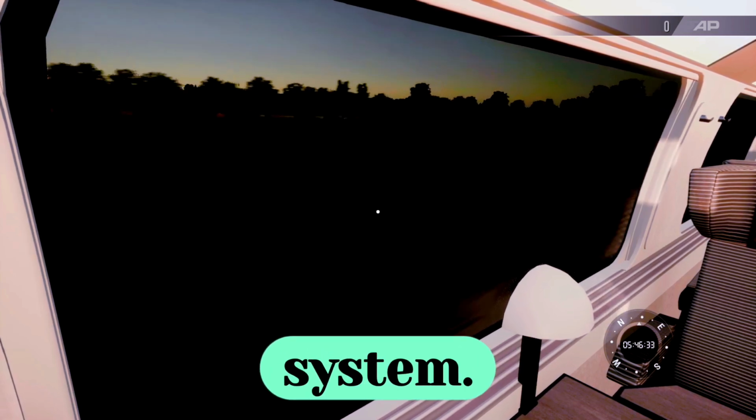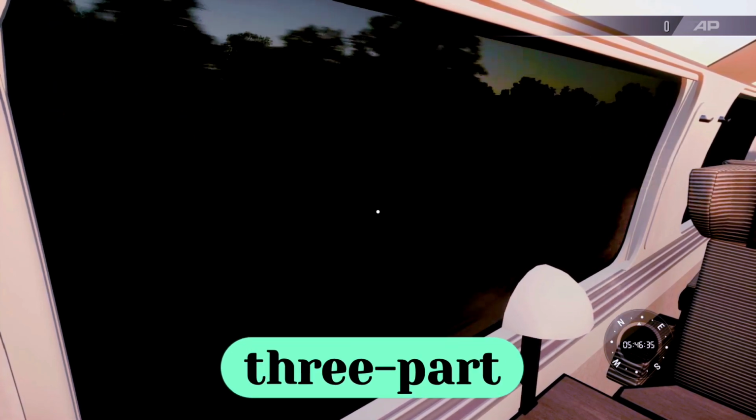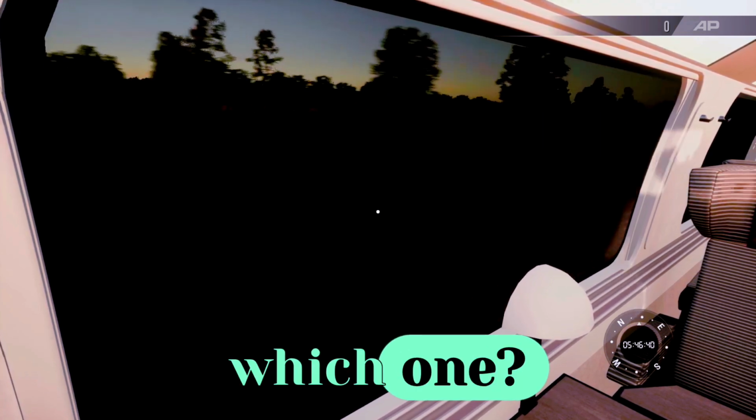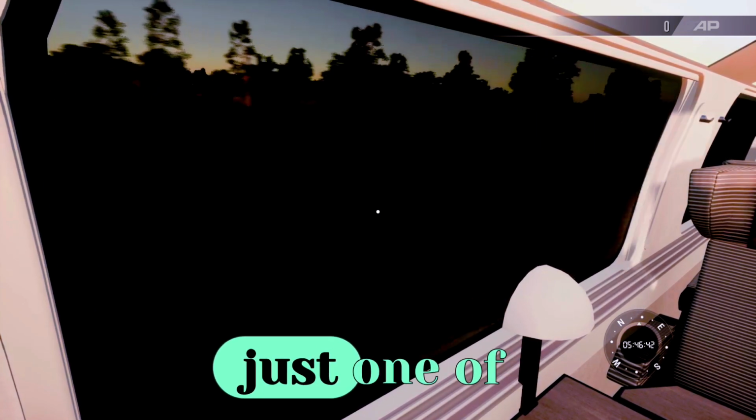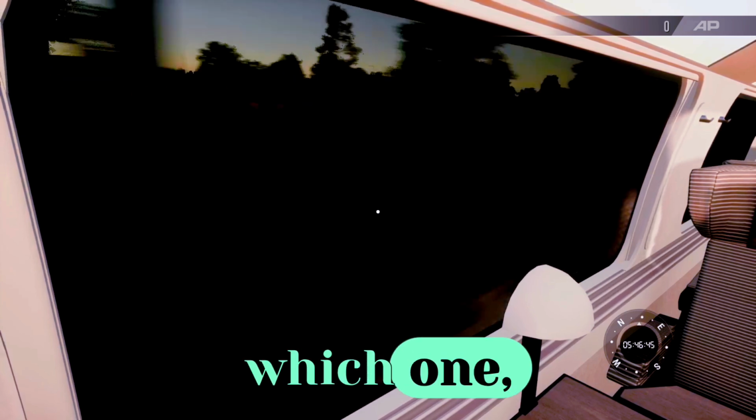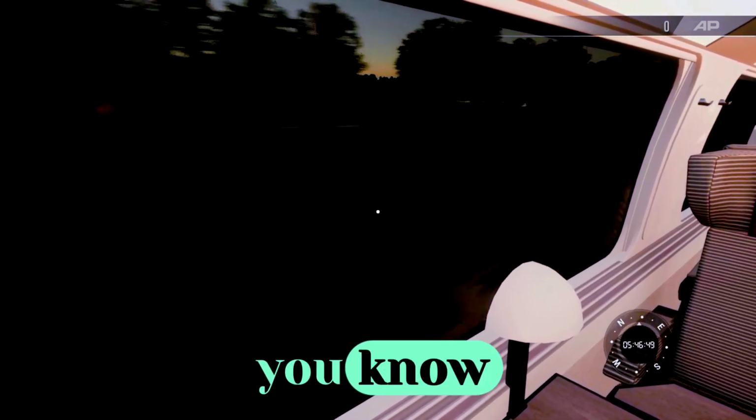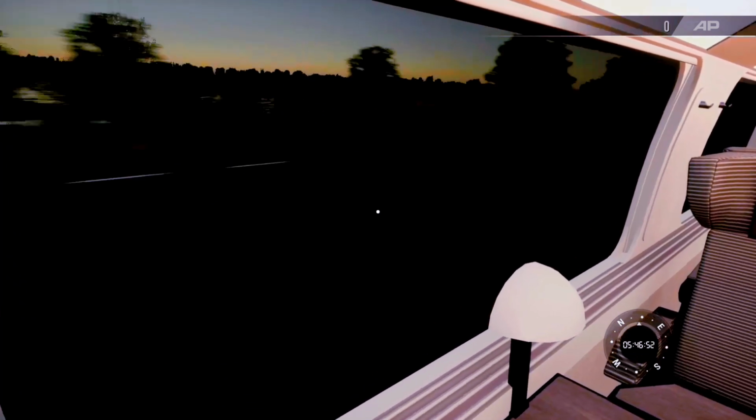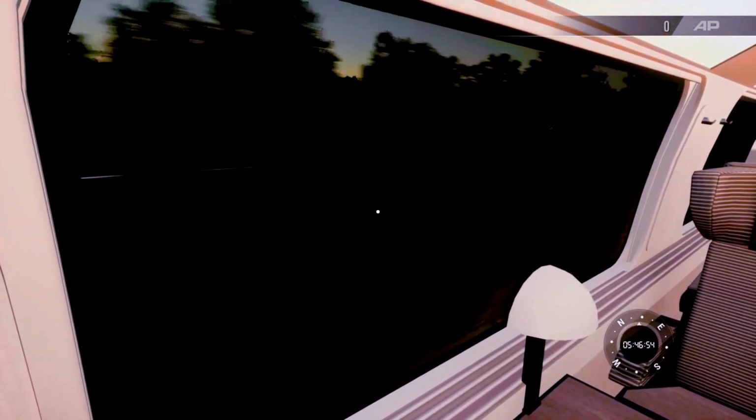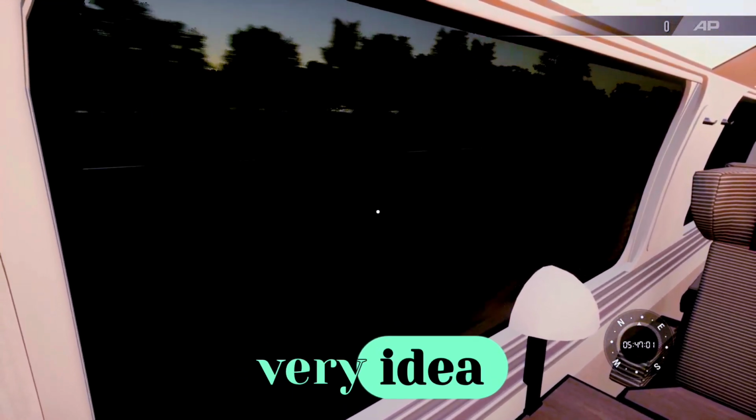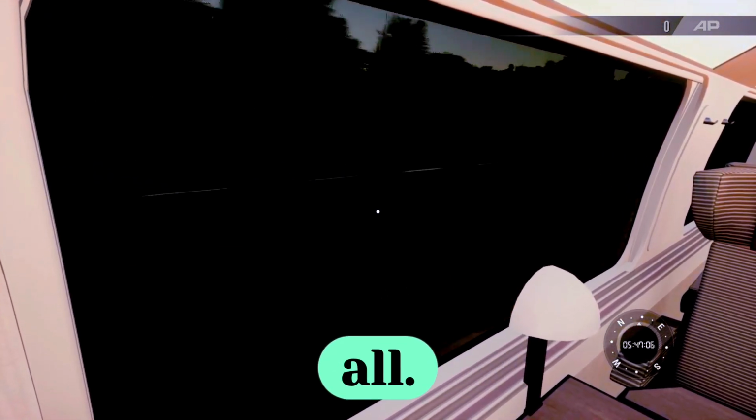And that's the whole system. It's a beautiful three-part harmony based on one simple question. Which one? If your answer is just one of many, it doesn't matter which one, you use a or an. If your answer is you know exactly which one I mean, you use the. And if your answer is I'm not talking about a specific one, or even one of many, but the very idea or substance of the thing itself, you use no article at all.